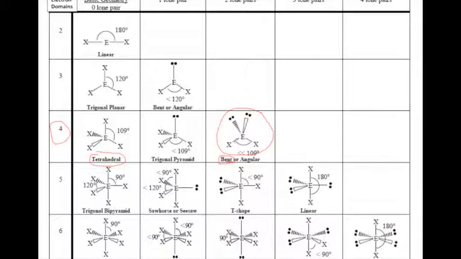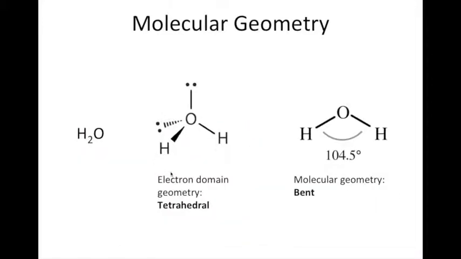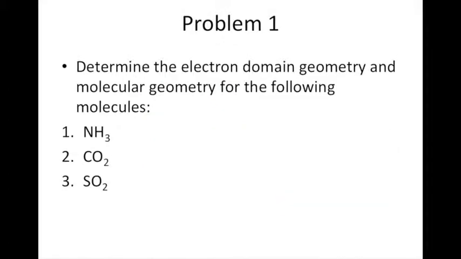So for the molecular geometry, we only look at the angle between the bonding atoms. For water, it has an electron domain geometry of tetrahedral, because we have 4 electron domains. We don't differentiate between bonding pairs and lone pairs here. We do with the molecular geometry. We only look at the bonds, and so water has 2 bonds and 2 lone pairs, and therefore has a bent molecular geometry.